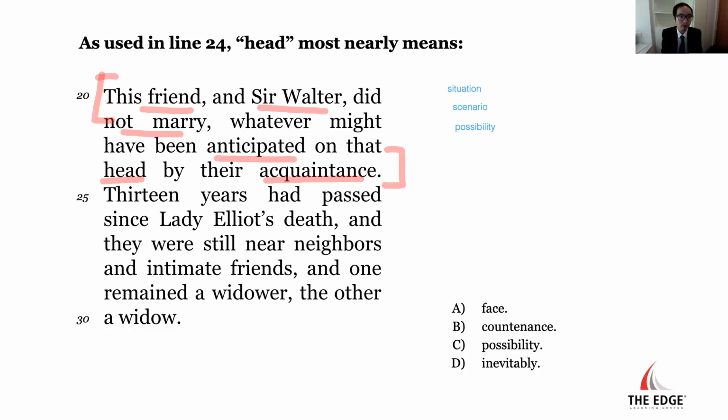Let's run that word through that sentence and make sure that it's okay, to make sure that we haven't erroneously interpreted that sentence. So let's try possibility in the place of head. This friend and Sir Walter did not marry, whatever might have been anticipated on that possibility by the acquaintance. Sounds good. The acquaintance was indeed anticipating the possibility that the friend, Sir Walter, was going to get married, although they didn't. Seems fine, looks good.